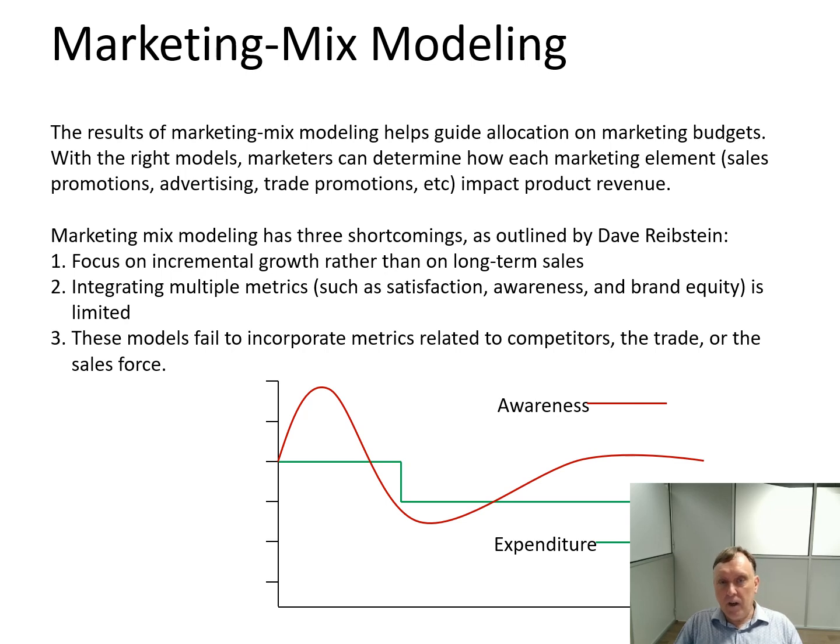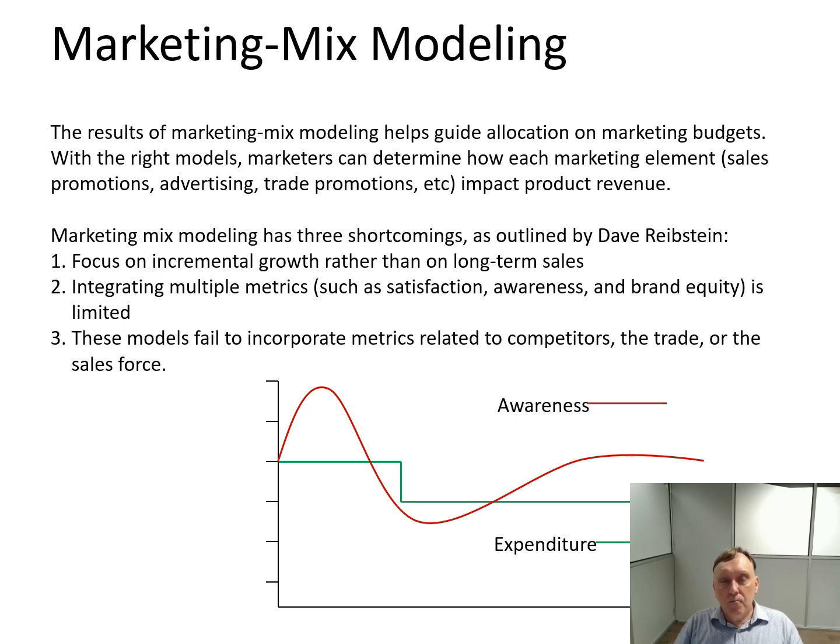So marketing mix modeling has three shortcomings, as outlined by Dave Reibstein, who has done a study of this. The first one: it focuses on incremental growth. In other words, slightly increasing the budget will slightly increase the awareness of the product, but it doesn't account for long-term sales. Over a longer period, once a particular awareness has increased, it fails to account for that, because obviously awareness will reach a plateau and may need a lot more input of money to make more people aware of it, people that maybe are outside the particular market.